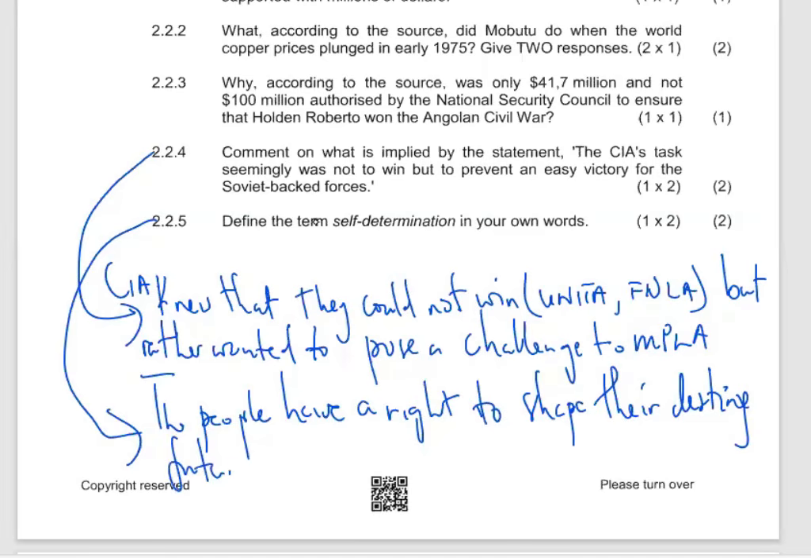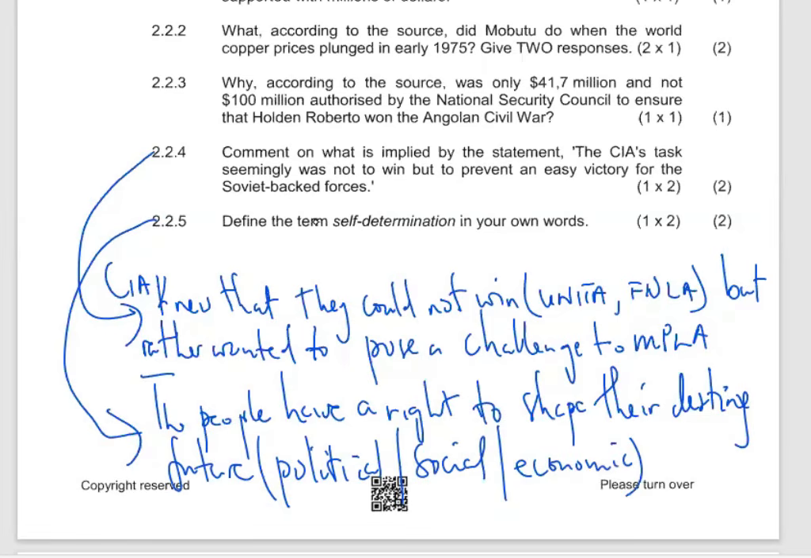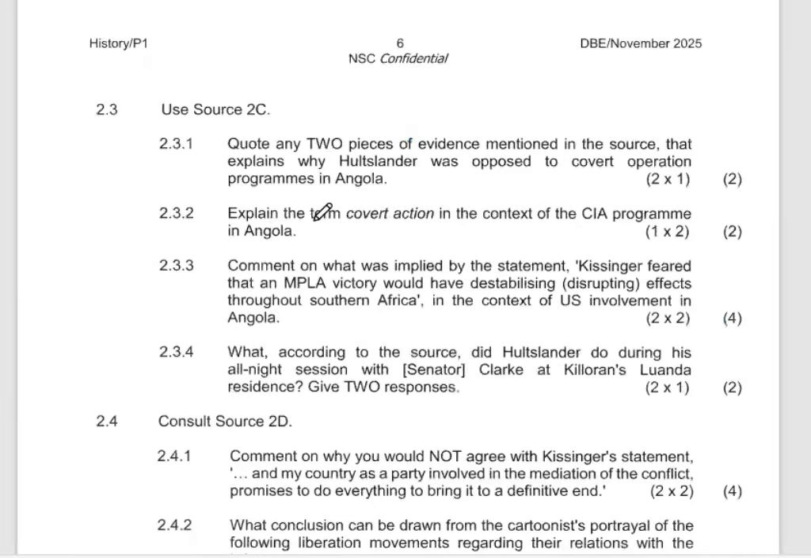Their future in terms of politics, their political future is in their hands. In self-determination, we allow people to choose their leaders. Their social life, their economic life is in the hands of the people. So when people have a right to shape their destiny or their future, that is self-determination. Moving on to the next source.